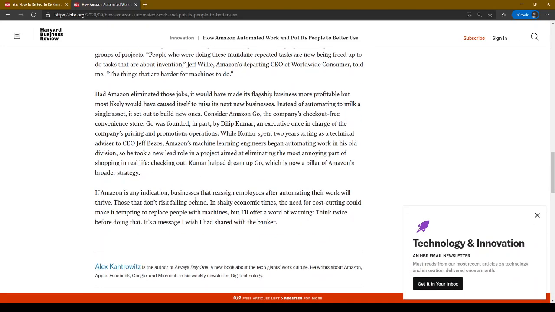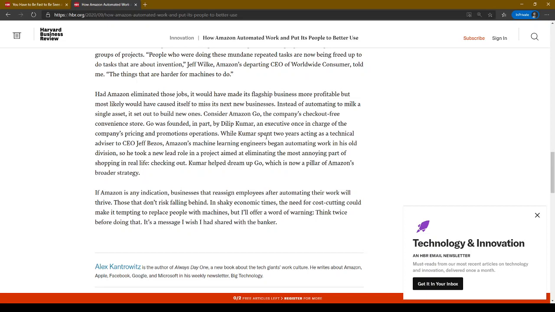Had Amazon eliminated those jobs, it would have made its flagship business more profitable, but most likely would have caused itself to miss its next new business. Instead of automating to milk a single asset, it set out to build new ones. Consider Amazon Go, the company's checkout-free convenience store. Go was founded in part by Dilip Kumar, an executive once in charge of the company's pricing and promotions operations.